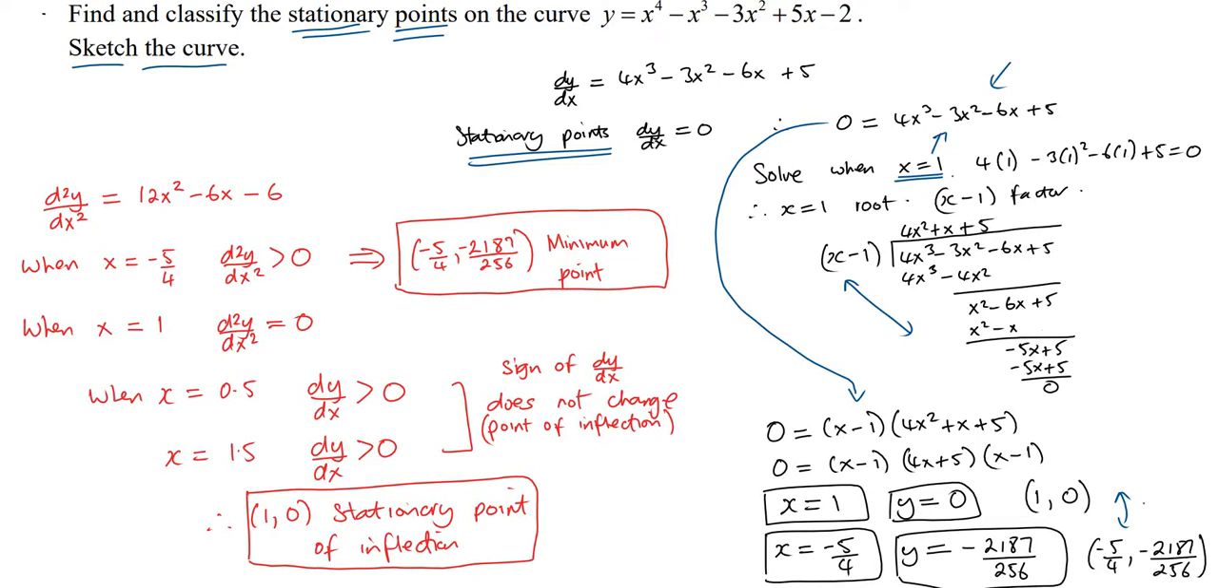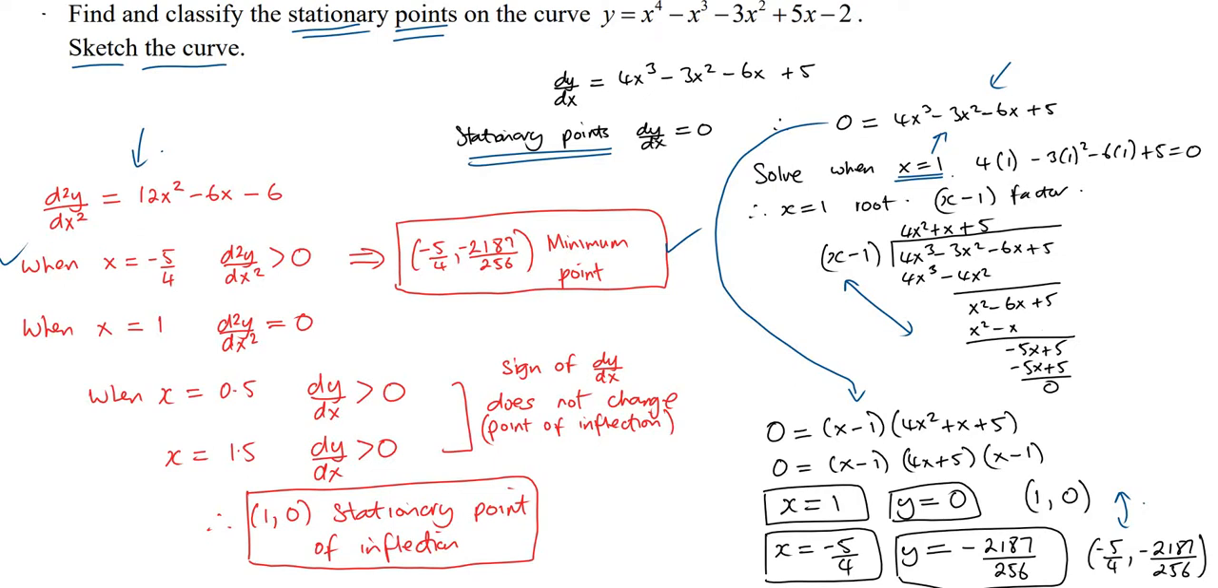So look at the red writing now, and we've got d2y by dx squared is this. When we put x equals minus 5 over 4, it's nice and easy, because we get d2y by dx squared is greater than 0. So that is a minimum point, okay? That is like a first year question. But when we put x equals 1 in, we get d2y by dx squared is equal to 0. So is it a point of inflection? It could be a maximum or minimum like the other question.